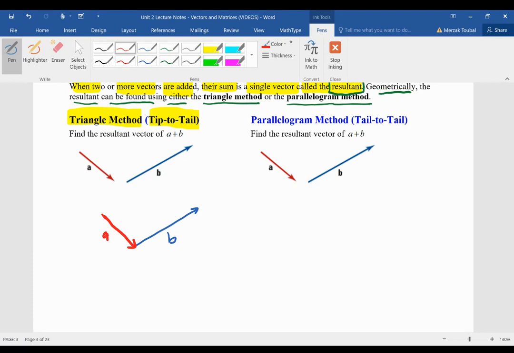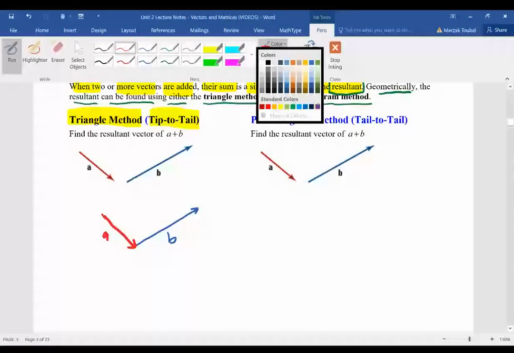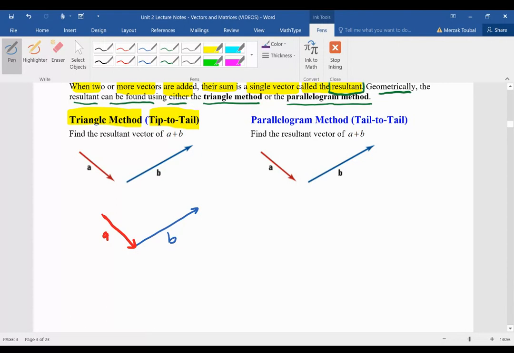Now the second step is the resultant vector. So what is a resultant vector? It is a vector that connects the tail of vector A and the tip of vector B. This is how we add these two vectors. So let's call this a resultant vector R. So it means when we add A plus B, the vector that we get will be the vector R. This is called the triangle method or tip to tail method.